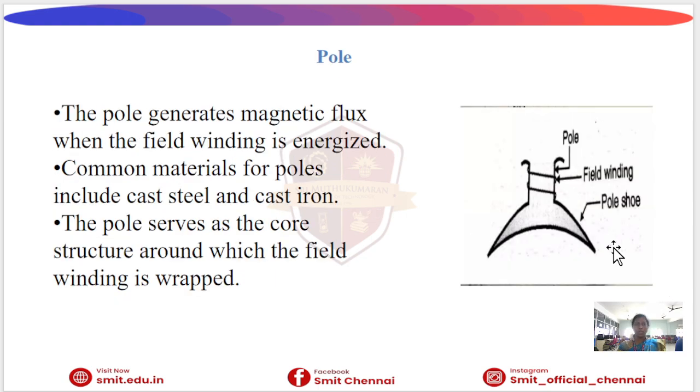Next is the pole. The poles are mounted on the inner side of the yoke. The main function of the pole is to produce and distribute the magnetic flux. We have wound the field winding on the pole, so when the field winding is energized, the poles become electromagnets. The poles are usually made of cast iron or cast steel.